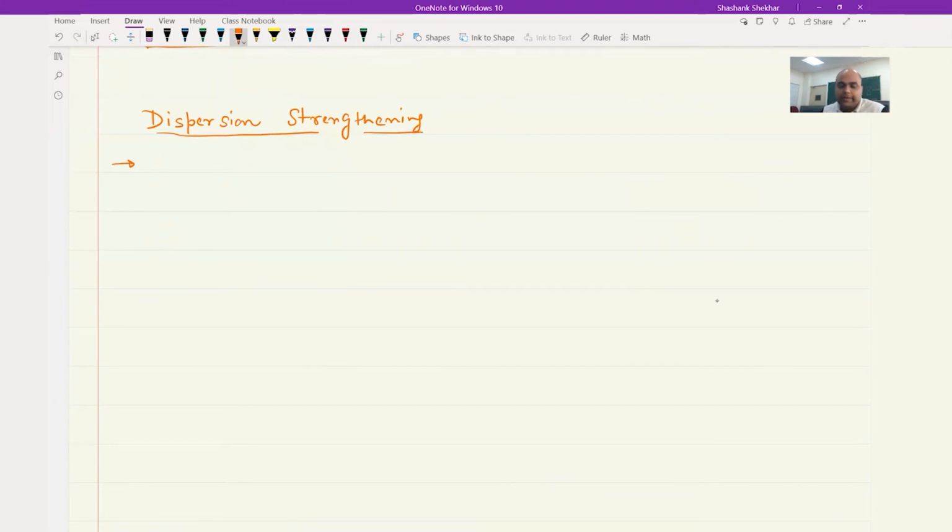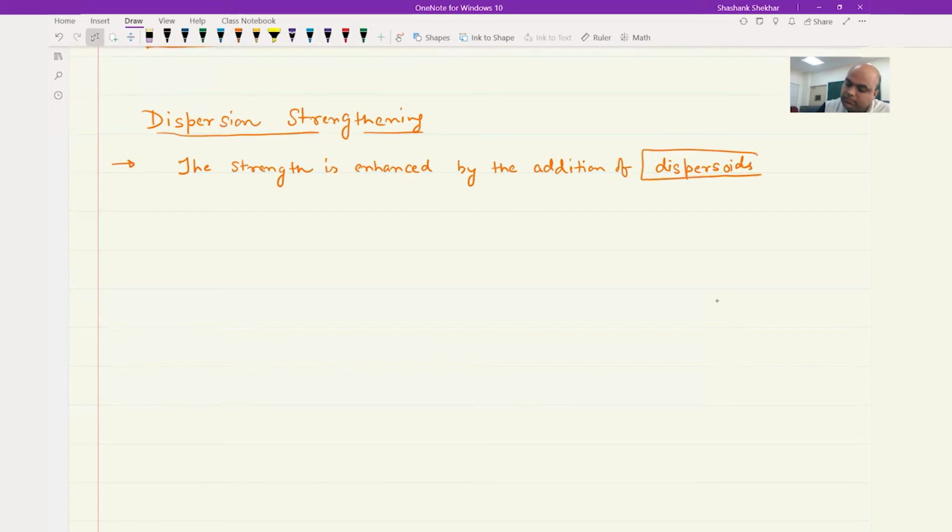So in this mechanism, the strength is enhanced by the addition of dispersed voids. So you are adding dispersed voids, and these dispersed voids are actually hindering or restricting the movement of dislocations.